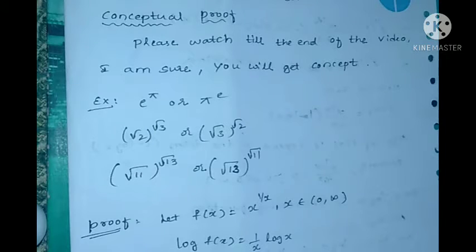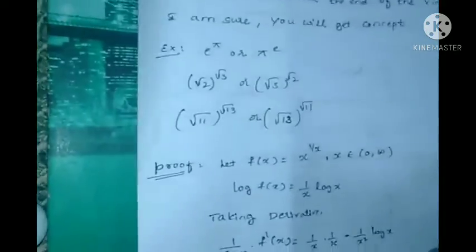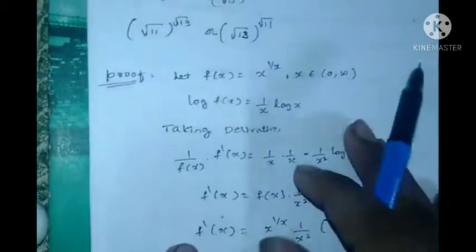Finally I give the trick for this concept. In the starting I give the conceptual proof of how this trick works. Which number is greater? For this I give the conceptual proof. Now we move on to the proof.